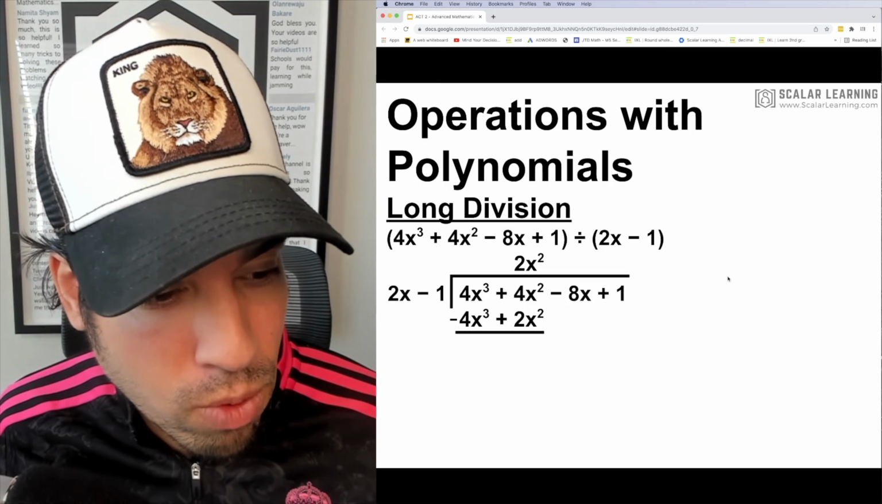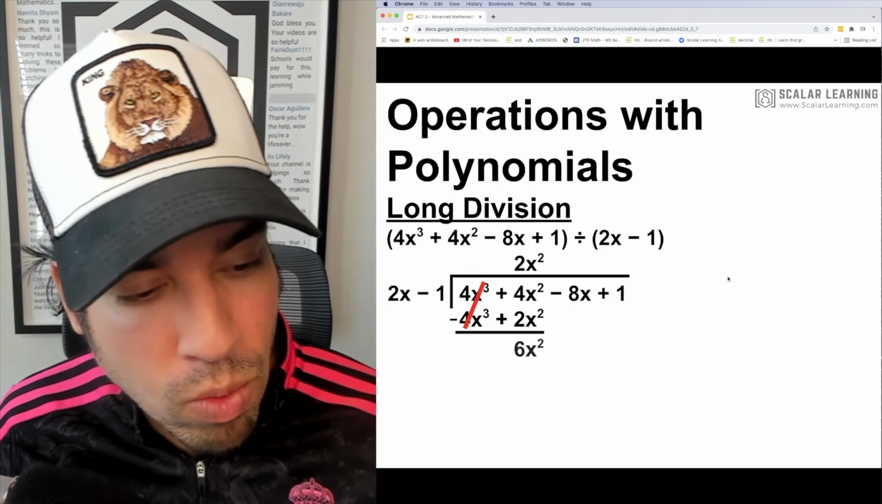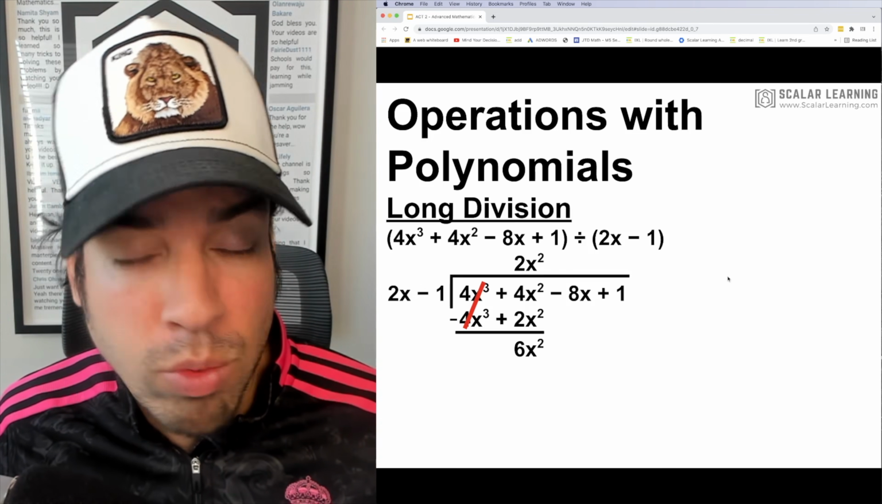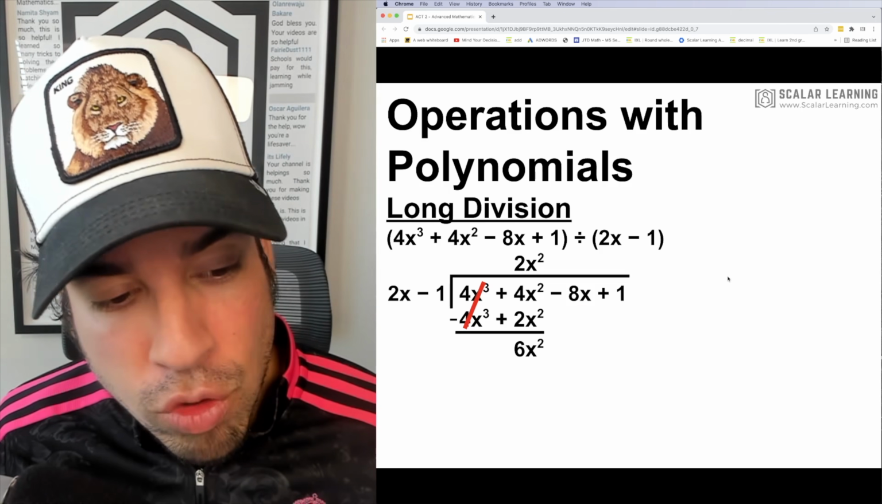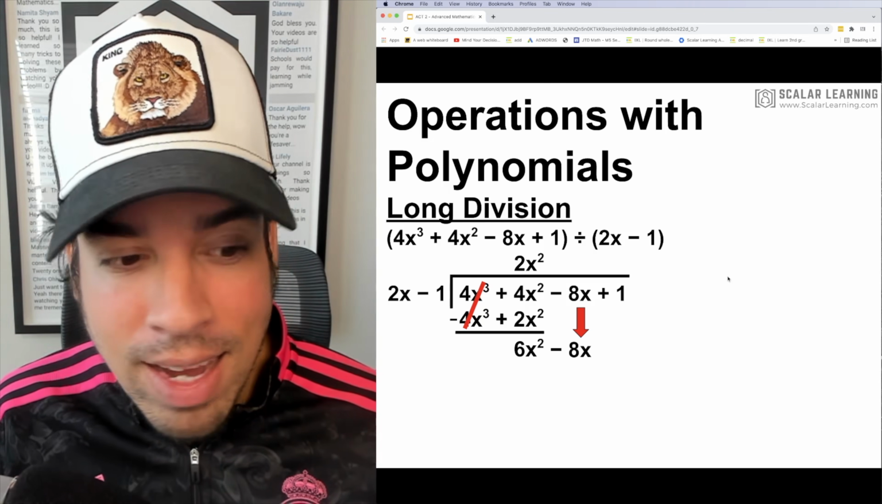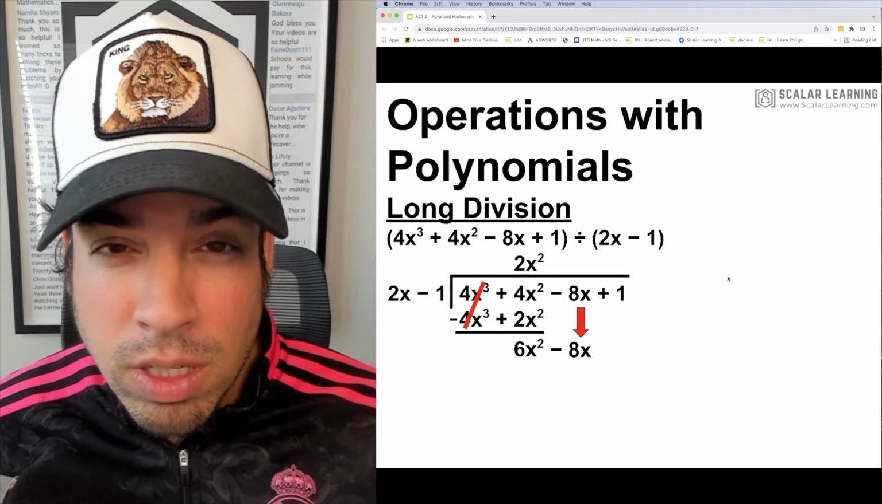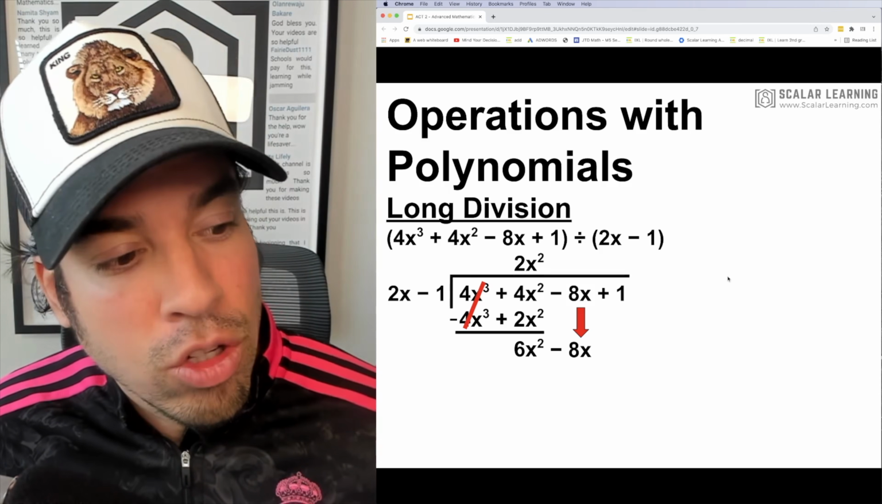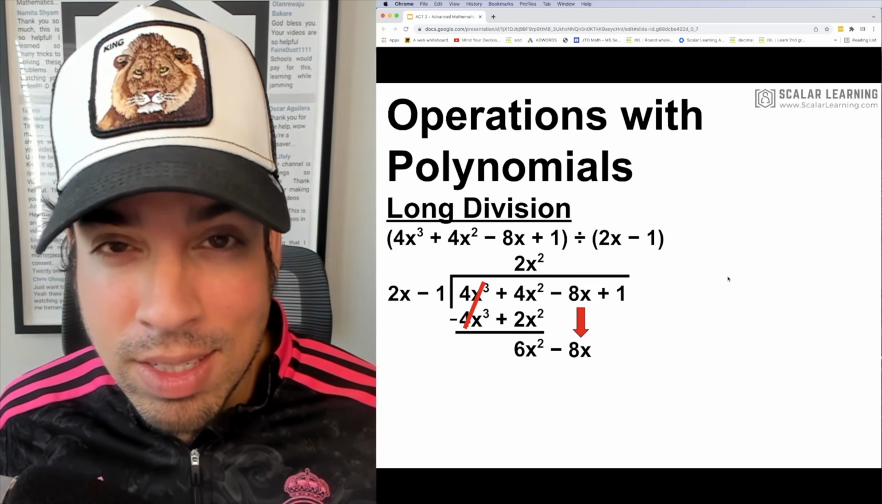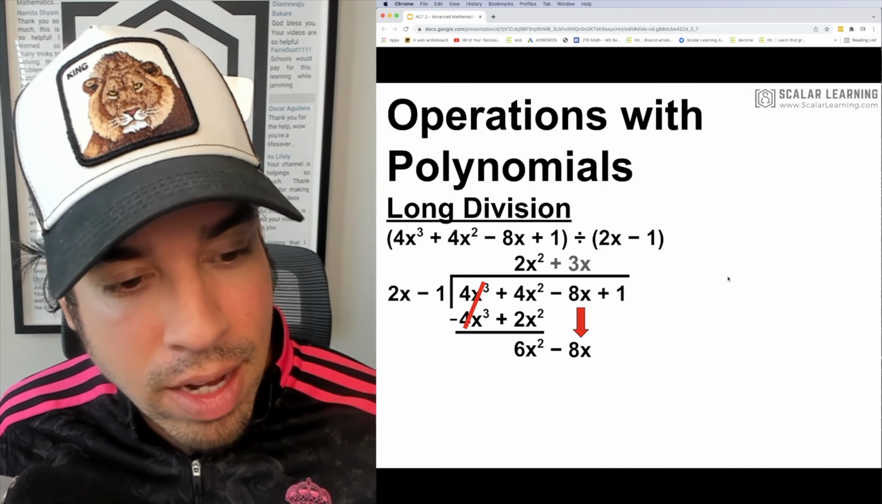4x cubed plus -4x cubed cancels out. Boom, that's what we want. And 4x squared plus 2x squared gives me 6x squared. Now we drop the next term of -8x and we continue. Again, focusing only on 6x squared. So what times 2x gives me 6x squared? That would be 3x, a positive one.